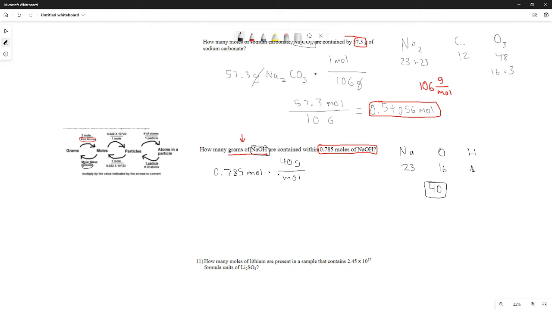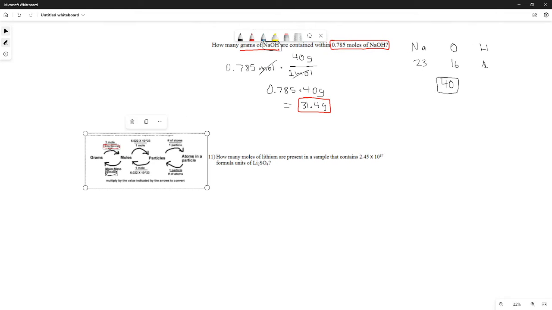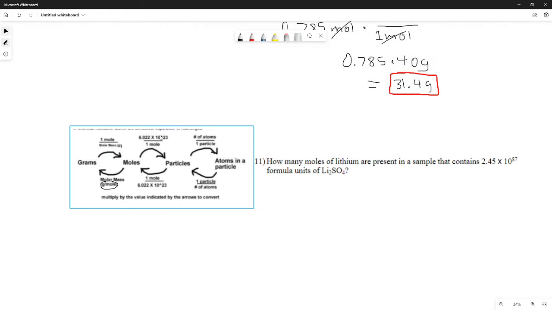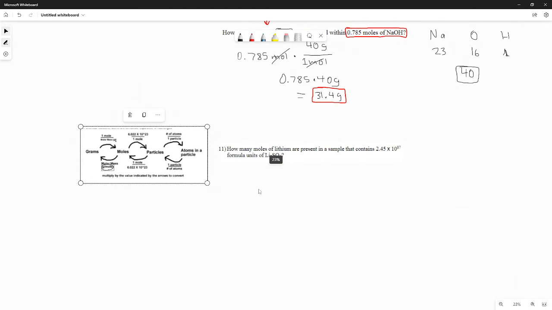And like I said before, if you want to do it logistically, you can just cancel what you're not looking for. So you remove mole, and you're left with 0.785 times 40 grams, and putting it in my calculator, this gets you about 31.4 grams. That's your final answer. So there are 31.4 grams in 0.785 moles of NaOH. So this is actually super simple, if you can just learn how to do it. You don't have to memorize. I mean, I memorized it, but just whatever works for you.